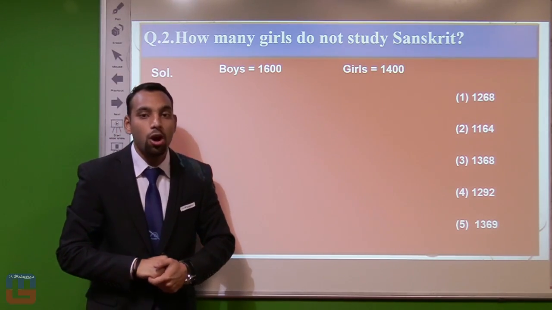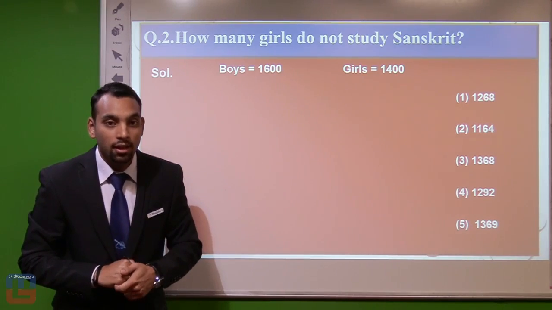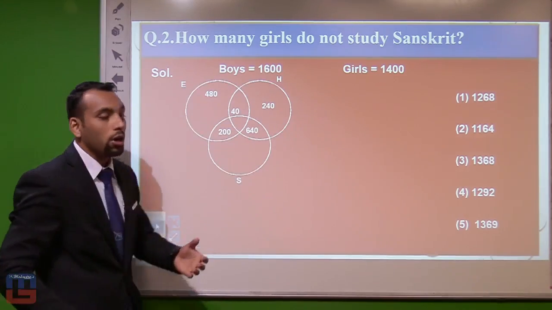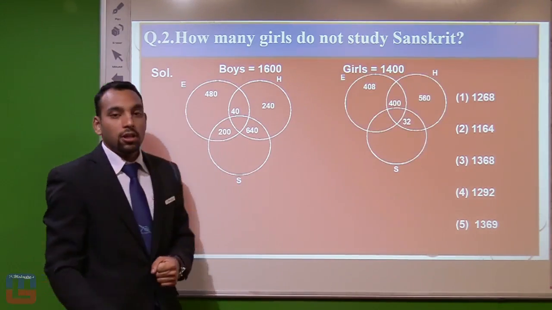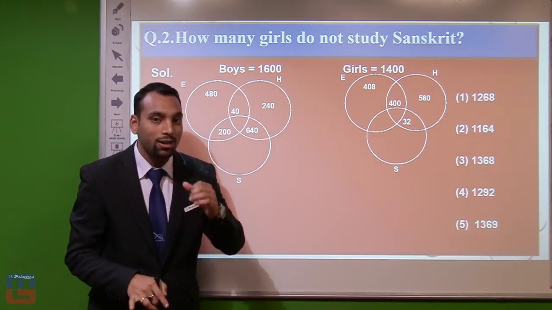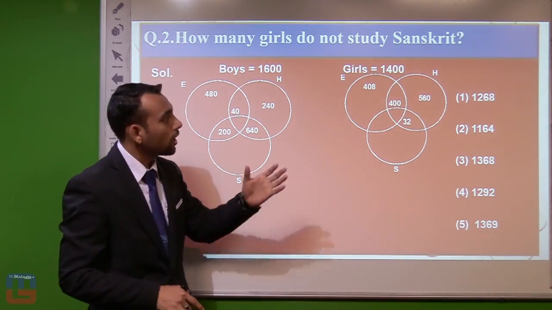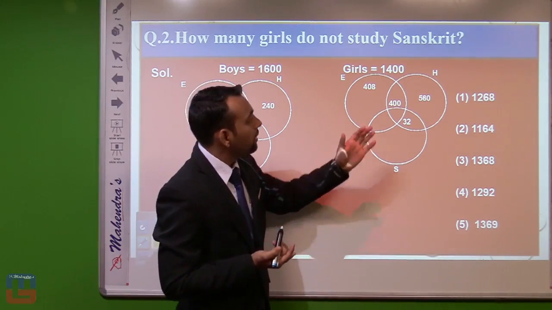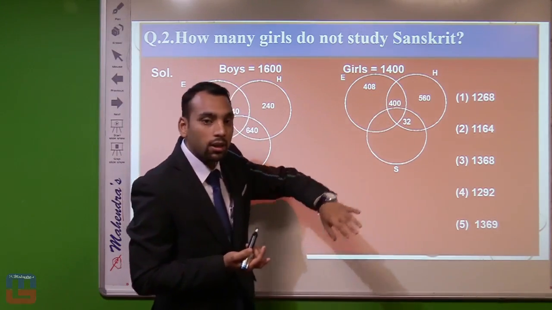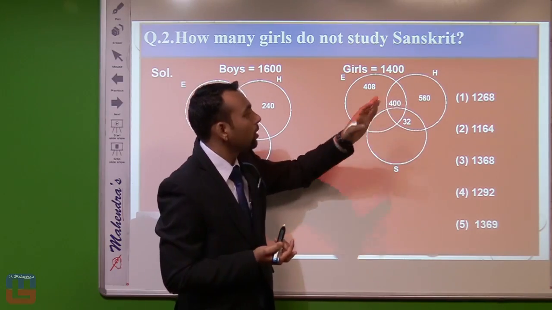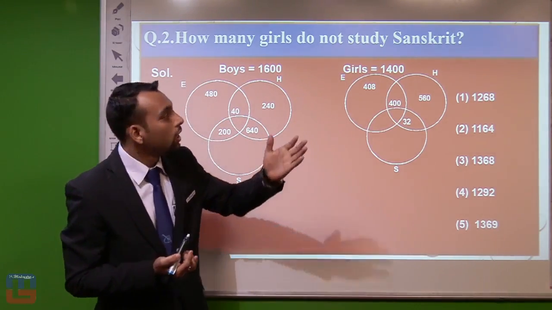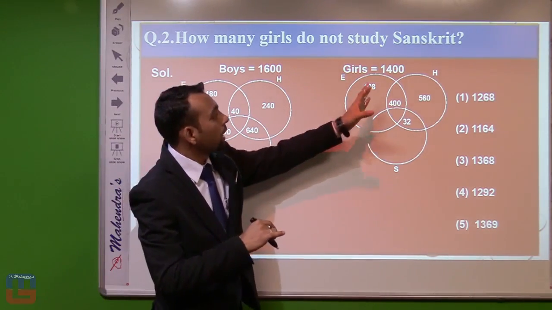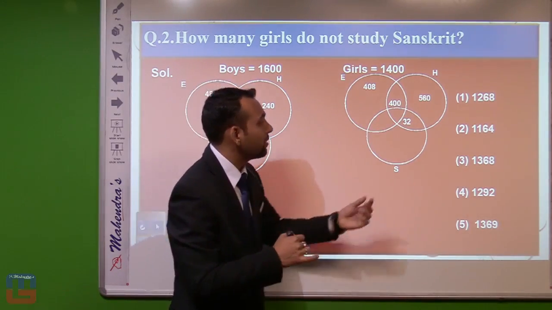How many girls do not study Sanskrit? So we have the same Venn diagram for the boys and the Venn diagram for the girls. We are talking about the girls who do not study Sanskrit, which means 408 English will come, and this is 400. So here if you calculate how many girls do not study Sanskrit, here we have the English, here Hindi, and this is the Sanskrit.